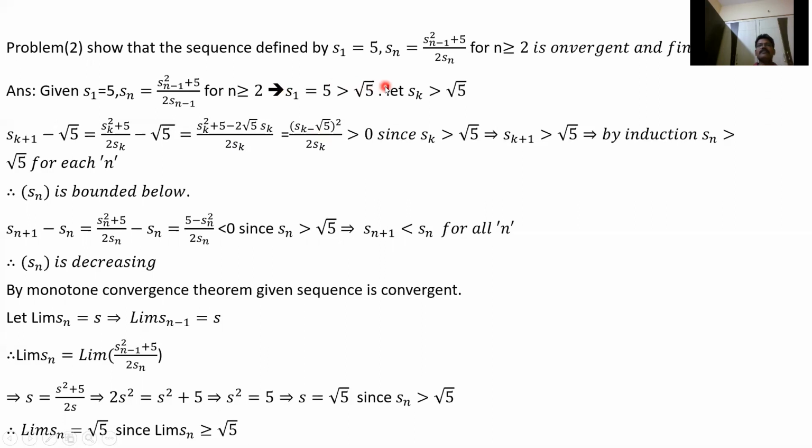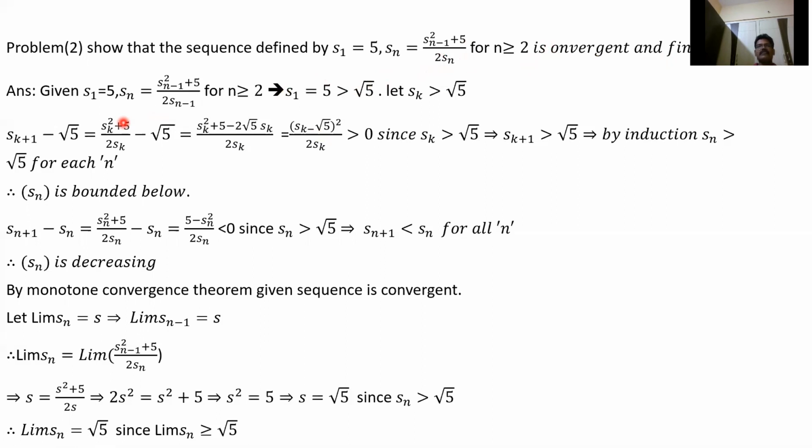So that the sequence defined by S1 equal to 5, Sn equal to (Sn minus 1 square plus 5) by 2 Sn minus 1 for n greater than or equal to 2 is convergent. Show that it is convergent and find its limit.